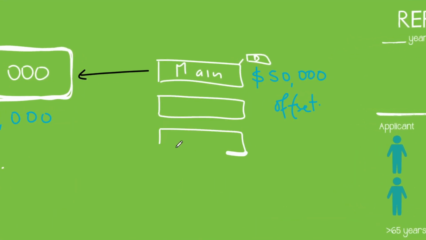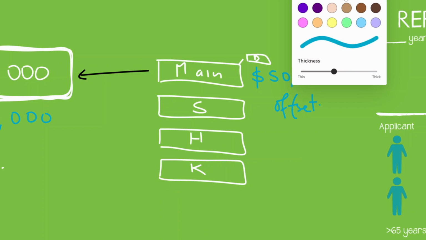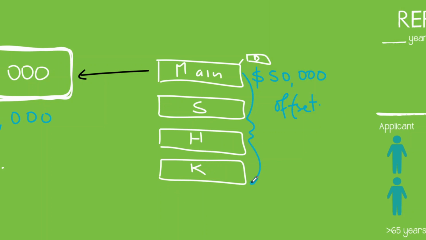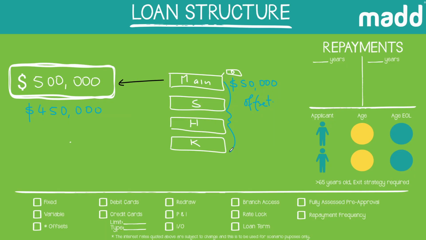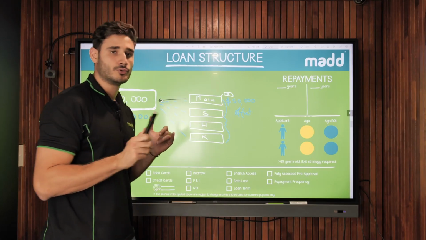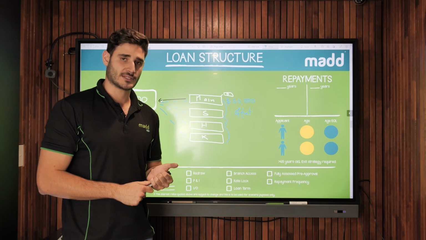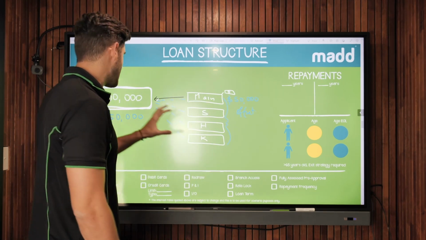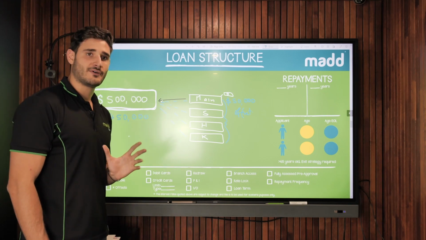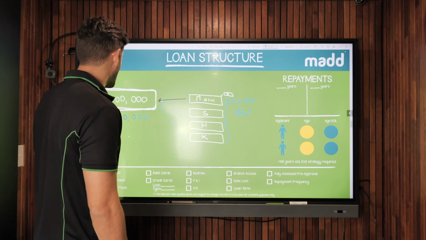Now the cool thing about this is some banks also have multiple offset accounts. So you might have a savings account, a holidays account, you might even have a kids account, and whatever funds are sitting throughout these accounts. So let's just say you have $50,000 spread out throughout those accounts. They are all linked up, and they can only be linked up to a variable loan. You can't link it up to a fixed loan. So again, the same thing, if there's $50,000 spread out throughout those accounts, rather than being charged interest on 500, you're being charged interest on 450.